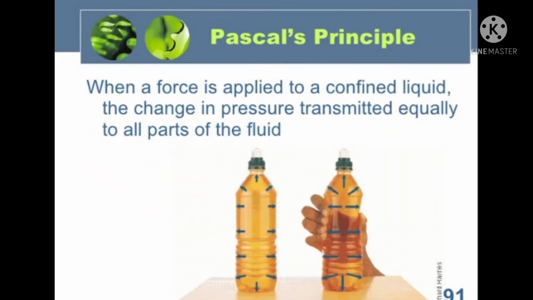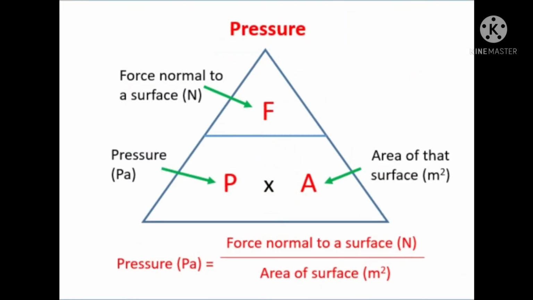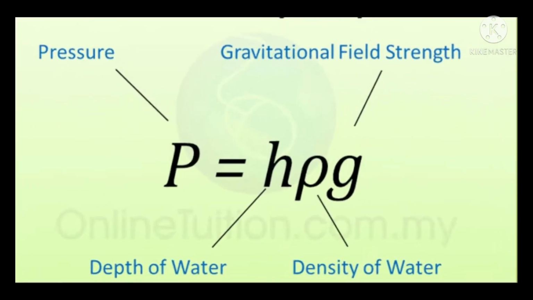Pascal's principle: when a force is applied to a confined liquid, the change in pressure is transmitted equally to all parts of the fluid. Pressure is equal to force acting normally on the surface, or thrust per unit area. We can find the value of pressure as force upon area. Force is equal to pressure into area, and area is equal to force upon pressure.